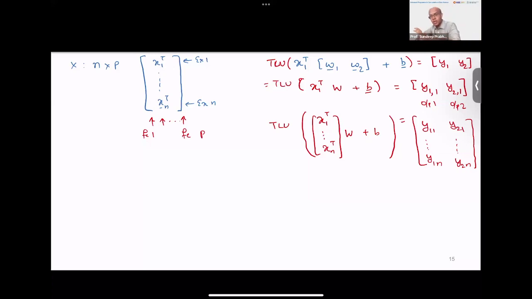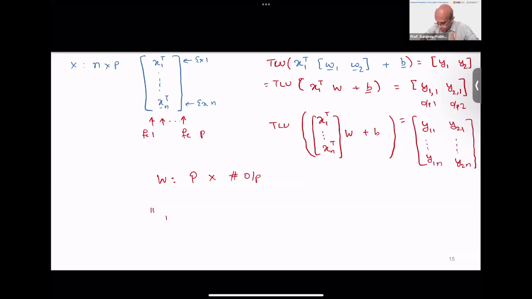For the third example, I'm using the same W. Okay, so W is not changing with respect to N. The size of the W here is of the size P, which is a number of features, times the number of outputs that we desire. If we want two outputs, then W will be of size P times 2. If I have one output, that means it is one TLU unit. I have one output, it will be P times 1.